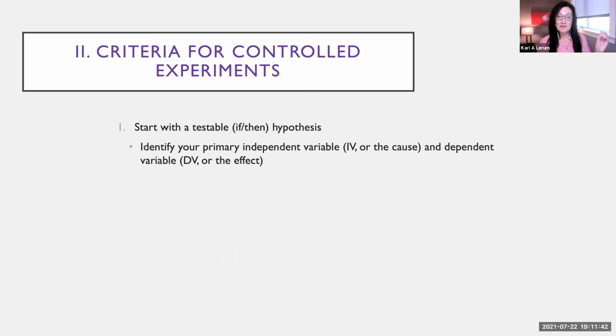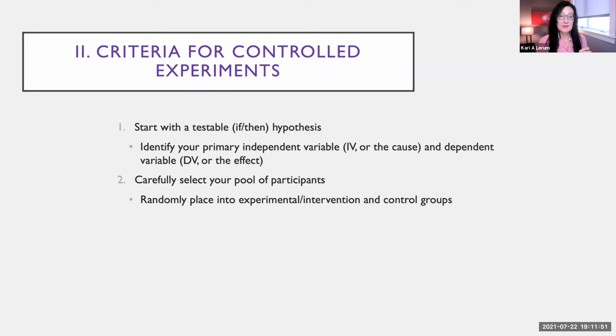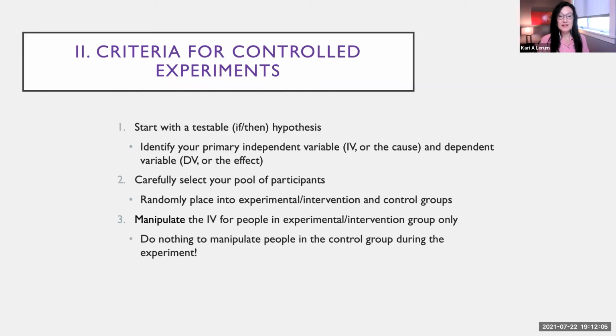Identify your primary independent variable. The independent variable is the thing that you think is the cause. The dependent variable is the thing that you think is being affected, the effect I'm trying to explain. Then you carefully select a pool of participants, and then you randomly place them into two groups, one experimental or intervention group, and the other one, the control group. Then you manipulate the independent variable for people in the experimental or intervention group only. And you do nothing for the time being to manipulate people in the control group.